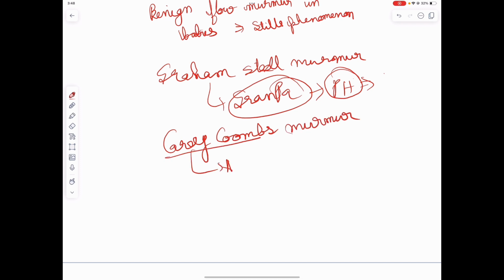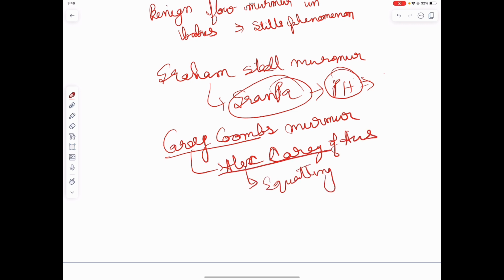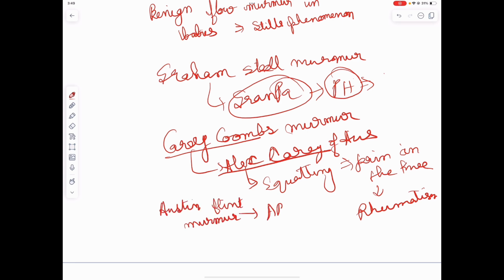As you know, Alex Carey is a wicketkeeper of Australia. Wicketkeeping requires a lot of squatting, and this leads to pain in the knee, and he has been out of many series because of the pain in the knee. So that is rheumatism. So Carey Coombs murmur is seen in rheumatism. Now we have Austin Flint murmur. This is because of aortic regurgitation.